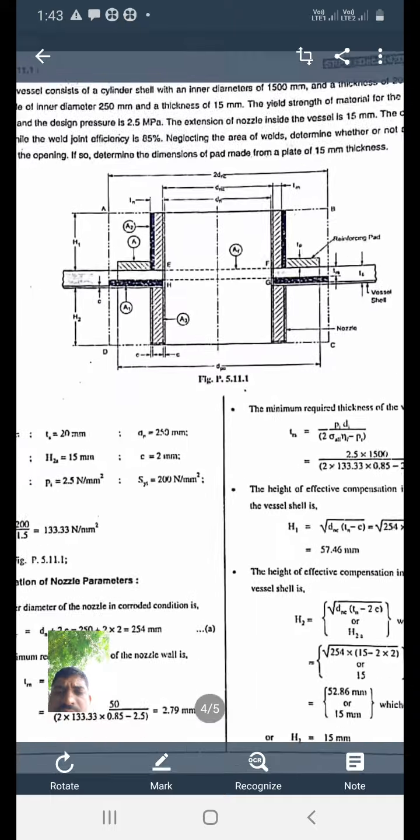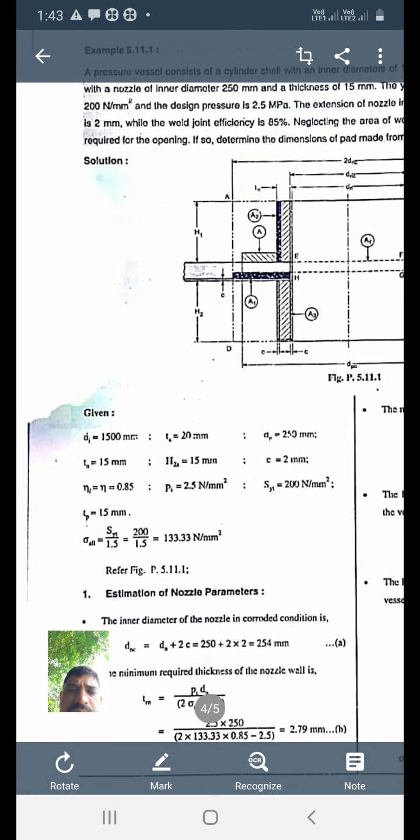See, all the dimensions are given. Read the problem carefully. What is given? Diameter Di is given 1500, ts is given 20, then again is given 250, tn is 15 mm, h2 is given 15 mm, c is given 2 mm, joint efficiency is given, or n is equal to 0.85, design pressure is given 2.5, and yield strength is given 200 Newton per mm², tp is given 15 mm.